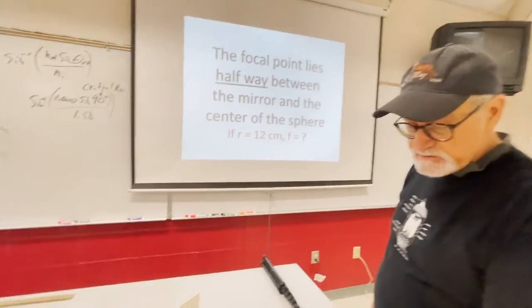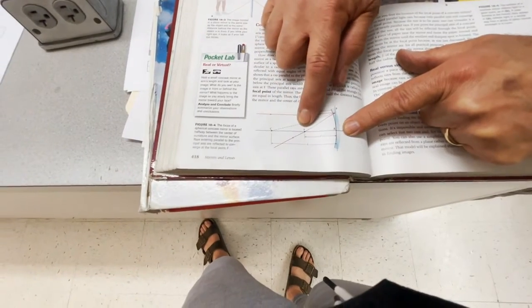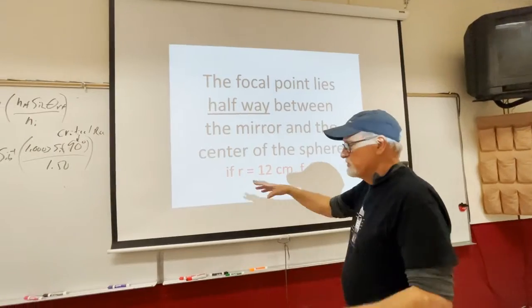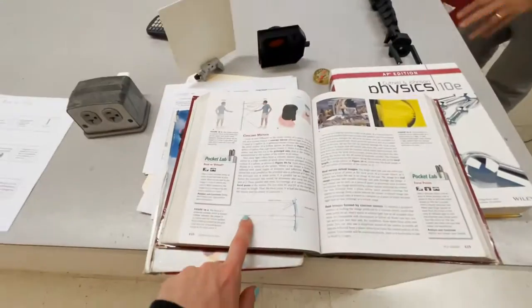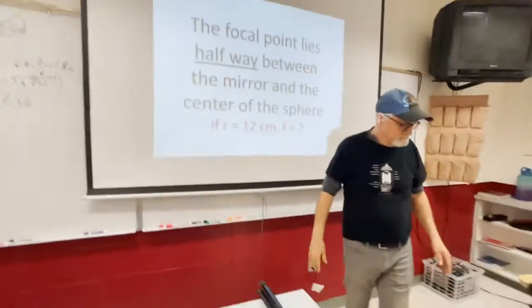The focal point lies halfway between the mirror and the center of the sphere. So here in this illustration, here's the mirror, there's the center of the sphere. The focal point is halfway in between. The distance from the mirror to the focal point is called the focal length. So if you have a mirror whose radius of curvature is 12 centimeters, where will you find the focal point? At six centimeters. That's all there is to it.